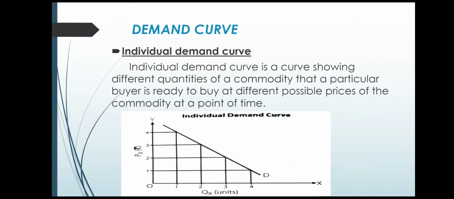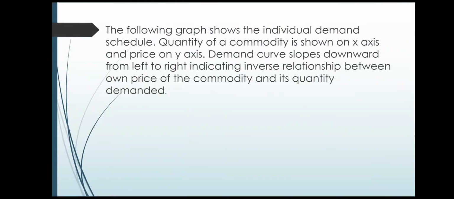Whenever a curve slopes downwards from left to right, it shows inverse relationship. Inverse relationship means that when price is high, quantity demanded is low, and when price is low, quantity demanded is high.